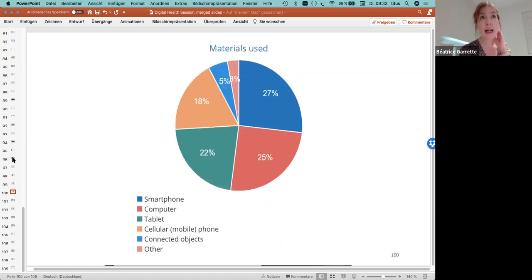So no surprise as well, what about the material which is used? It's mainly the phone, so mobile phone, half basic phone, half smartphones. Very often the smartphone is for the health professionals and the basic phones are for the beneficiaries, the patients. Next slide, please.